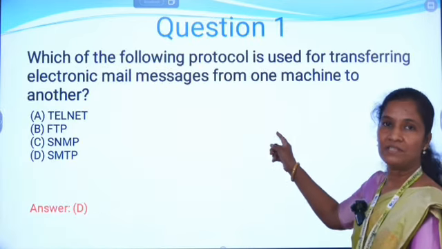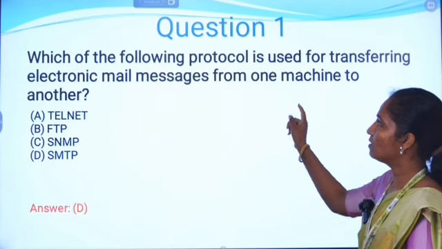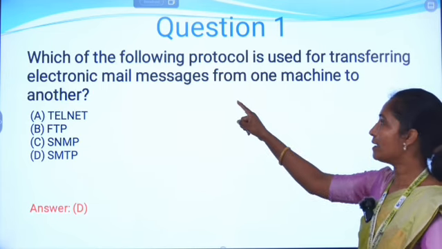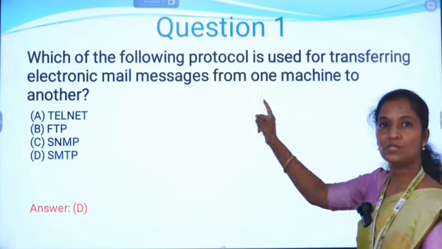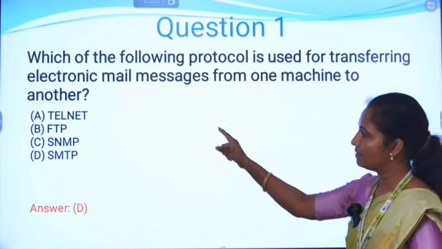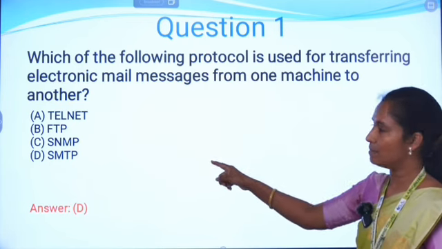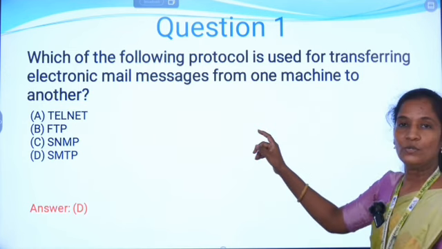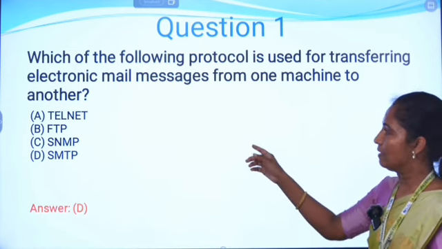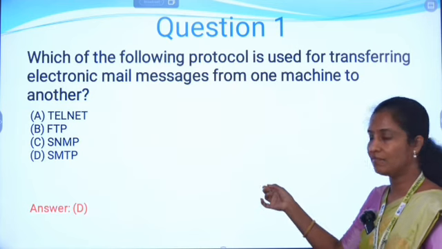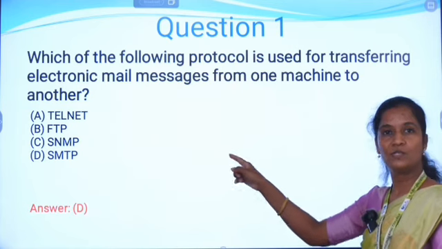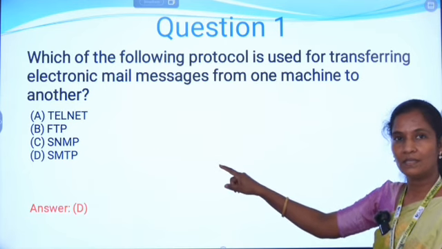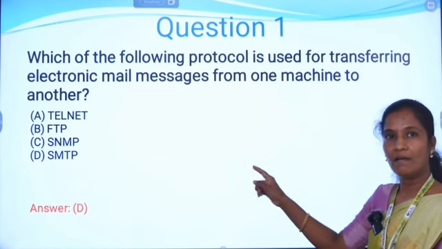Now we'll move on to the question session. Question number 1 is: which of the following protocols is used for transferring electronic mail messages from one machine to another machine? The options are Telnet, FTP, SNMP, and the last one is SMTP. We'll see, Telnet is used for remote login purpose, FTP is used for transferring files, and the third one, SNMP, is used for managing the network. The last one is used for transferring mail from one end to the other end.